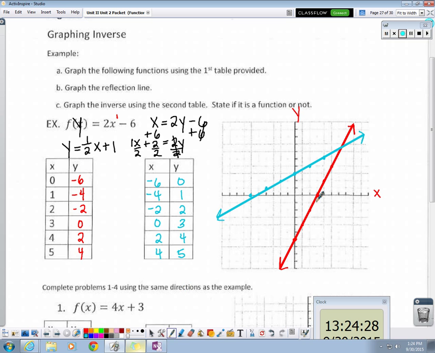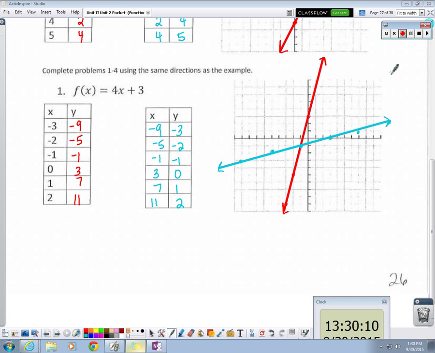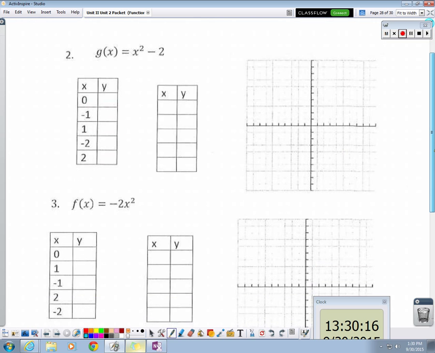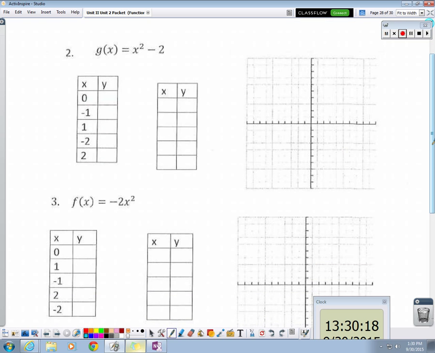Okay, so the red line is the original function, 2x minus 6. The blue line is the inverse of that function. Okay, now I want you to take a couple of minutes and try the next problem by yourself. Alright, now number 2. Do you think when we graph number 2, we're going to still get a line? No. Why not?